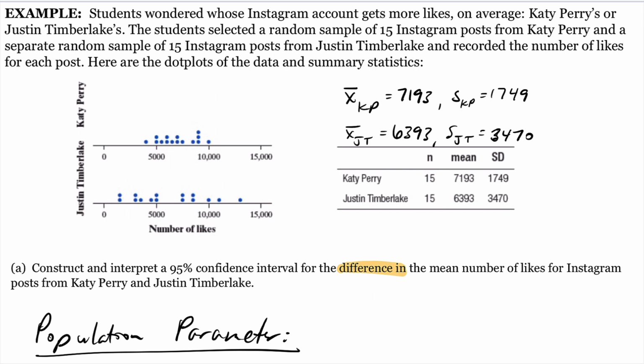So we said x-bar for Katy Perry is 7,193. X-bar for Justin Timberlake is 6,393. The sample standard deviation for Katy Perry is 1,749. The sample standard deviation for Justin Timberlake is 3,170. It says exactly what the table says, but we use symbols instead of words.